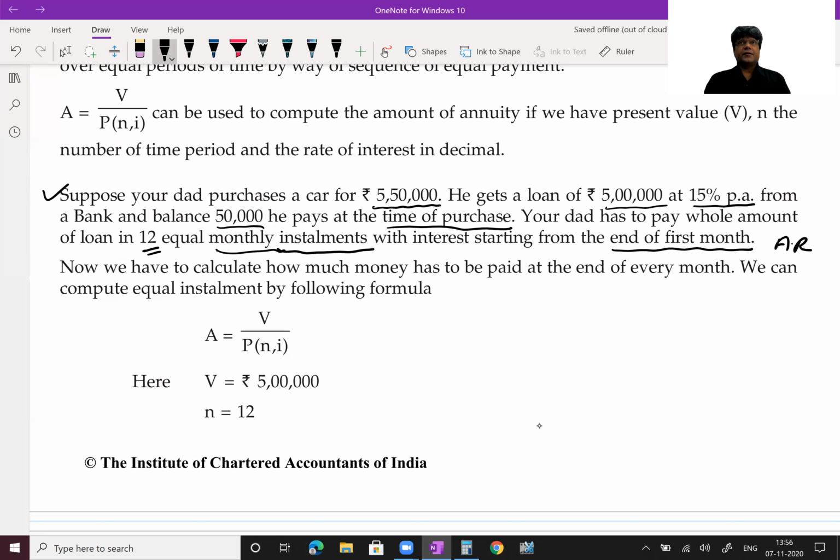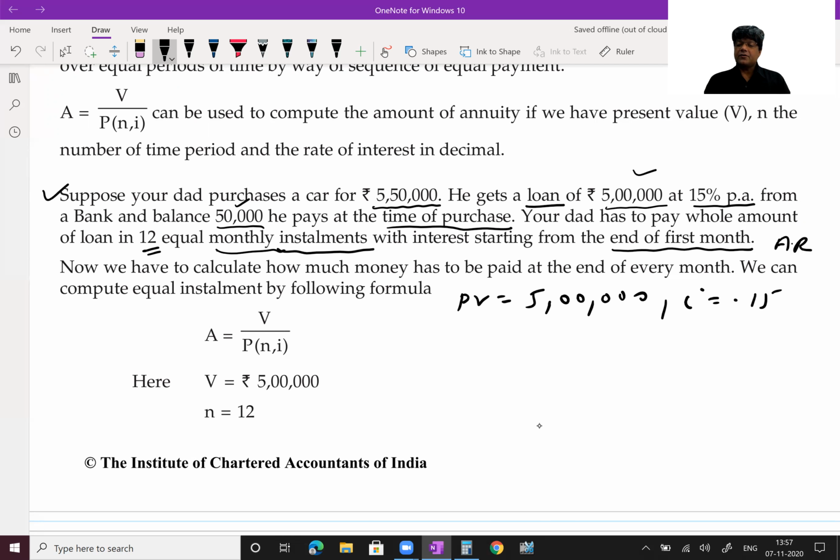Now, here, this word loan. Loan means what, guys? Present value. Loan means immediately he has received 5 lakh. This is at present. So here present value is 5 lakh, because out of the 5,50,000, 50,000 he paid. For the remaining 5 lakh he took a bank loan immediately. The rate is 15%, I equal to 0.15.